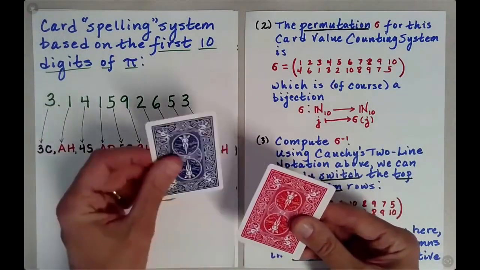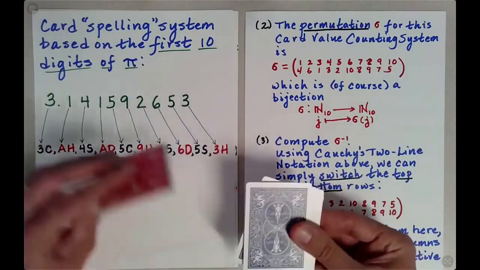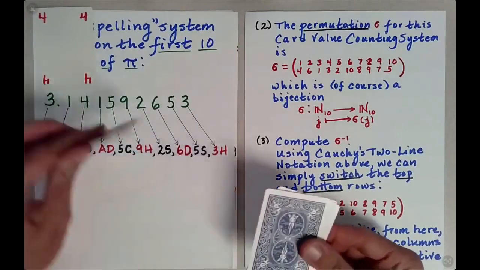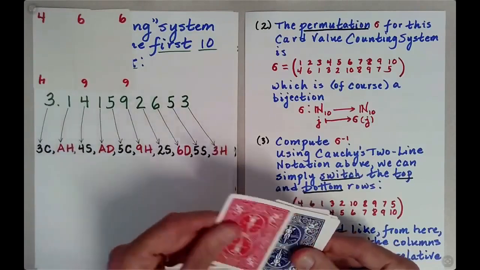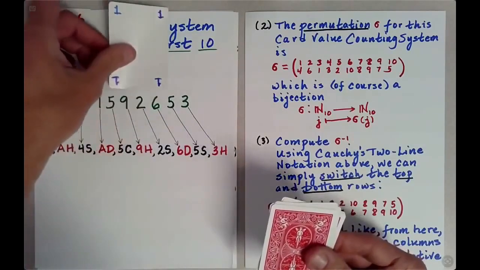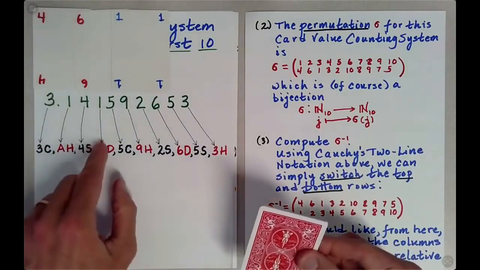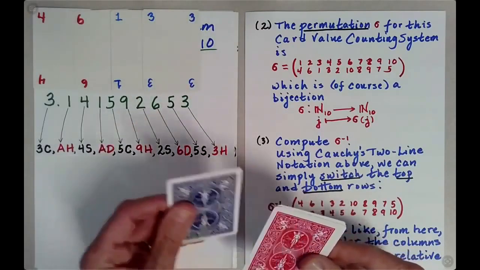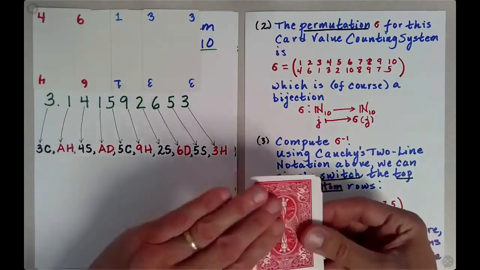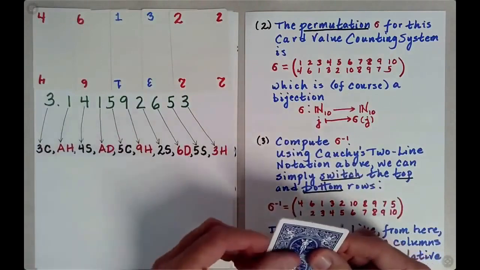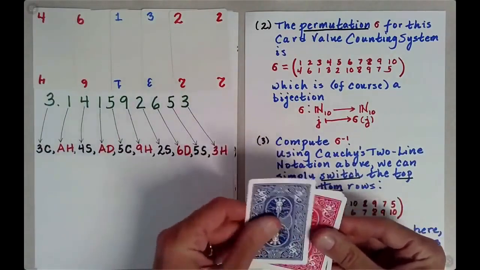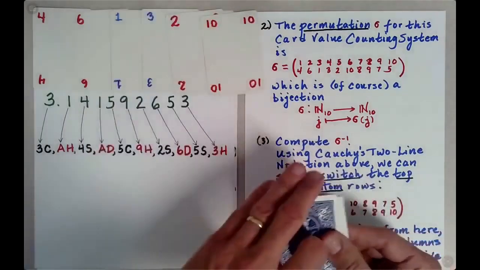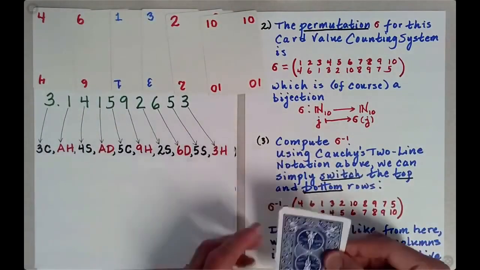So 3: 1, 2, 3, and then we're going to put that card down. 1, so we'll do 1 underneath. 4: 1, 2, 3, 4. Okay, so that's the third digit in pi. The next digit in pi is a 1, so we'll just move 1. The next digit in pi is a 5: 1, 2, 3, 4, 5. Very good. A 9: 1, 2, 3, 4, 5, 6, 7, 8, 9. That's a lot of work. Excuse me, 9.